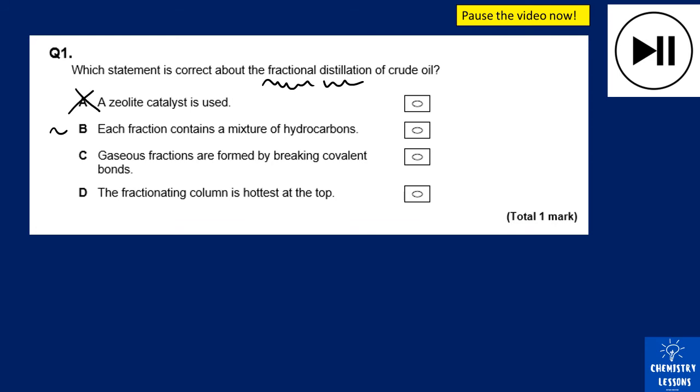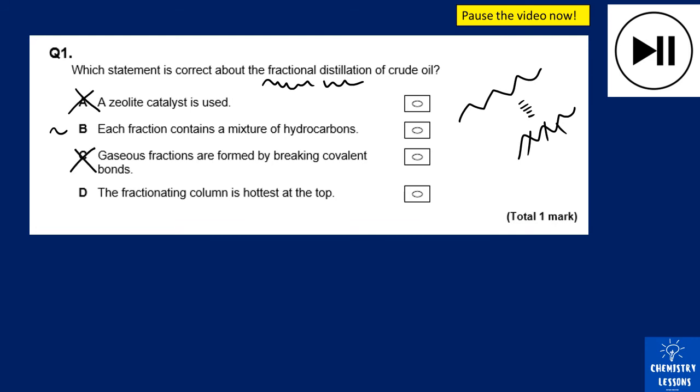No, when you're separating the mixture, you're not breaking any bonds within the chain. You're only breaking the bonds between the chains, which is breaking van der Waals forces. Cracking involves breaking covalent bonds, but fractional distillation only involves breaking intermolecular van der Waals forces. So I'm saying it's not C.